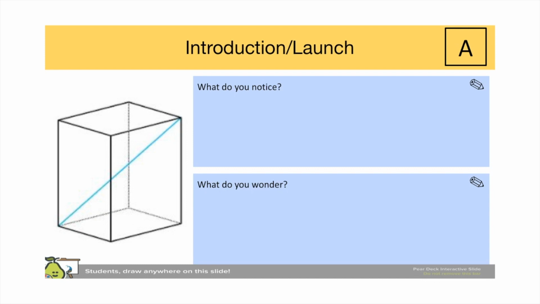Students might notice that there is a blue line running across from one corner of the rectangular prism to the other. Students may wonder why that line is there. Some students might wonder what the length of the sides of this rectangular prism are, so on and so forth.